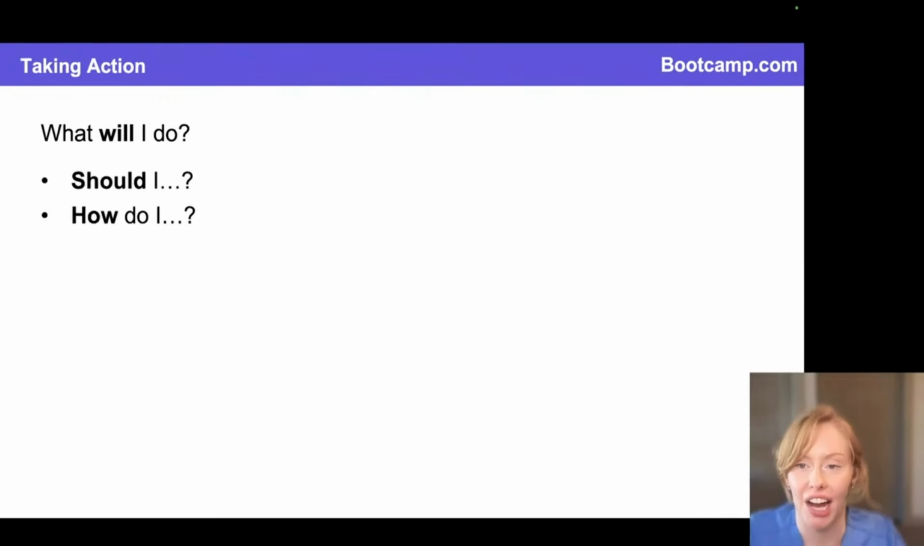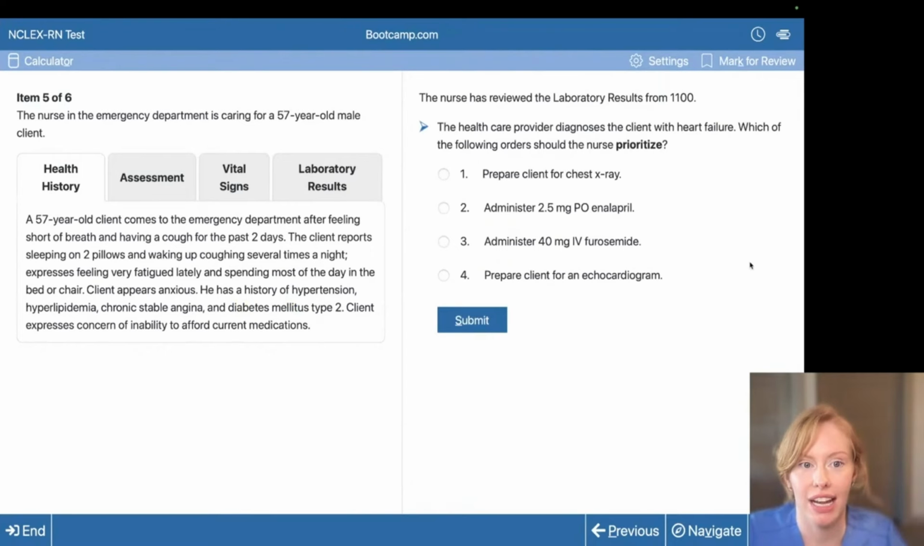Next, we're going to take action or figure out now about this problem. What will I do? So should I do this or how do I do this? They might actually test your ability to safely and correctly complete an intervention. So here in this case, we need to answer this way.